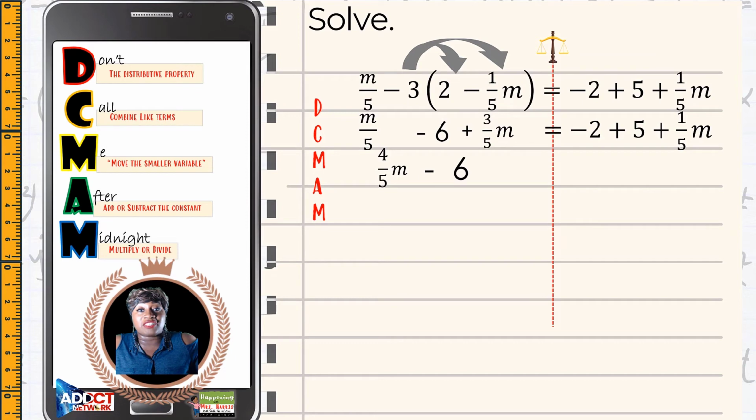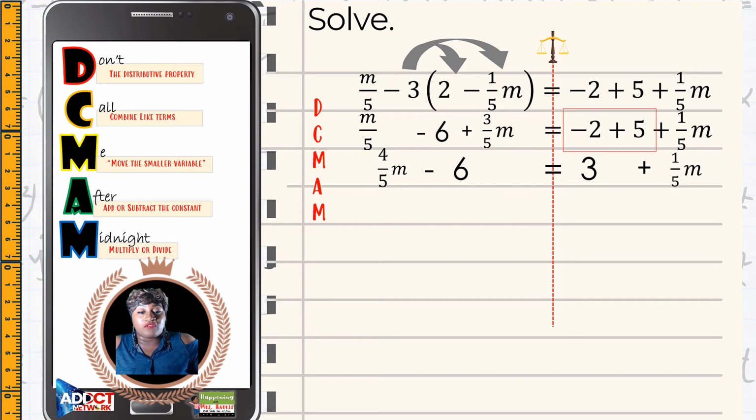Now let's check for like terms on the right side of the equal sign. Remember, we're balancing this equation. Are there like terms? Absolutely. -2 plus 5, those constants are like. So we'll combine them by adding -2 plus 5. That'll leave us with +3. Everything that we haven't touched, that +1/5 m, we can just bring it down. Don't forget the equal sign as well.